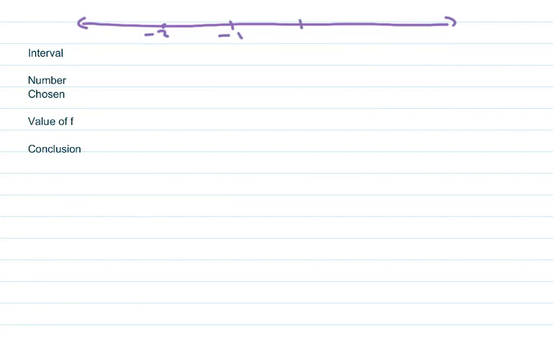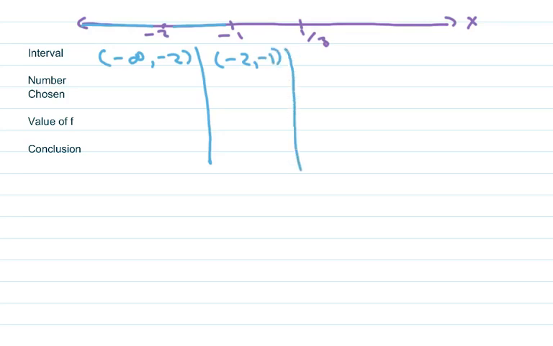So we have 3 key points here, or critical values, and the critical values are -2, and I'm doing a little number line, -2, -1, and 1/3. This is your x. So the intervals I want to choose are from -infinity to -2, then from -2 to -1, then from -1 to 1/3, and then from 1/3 to infinity.